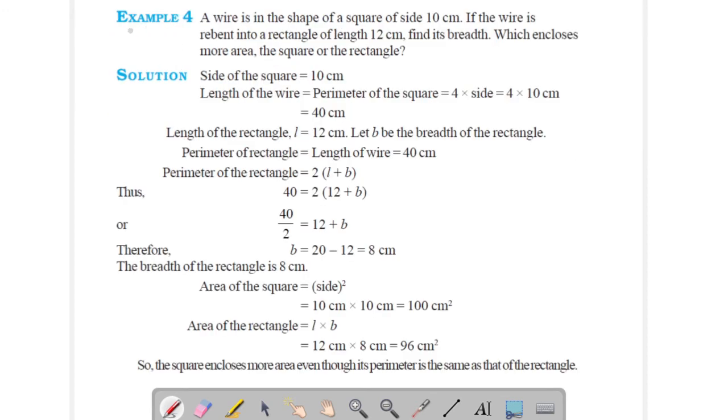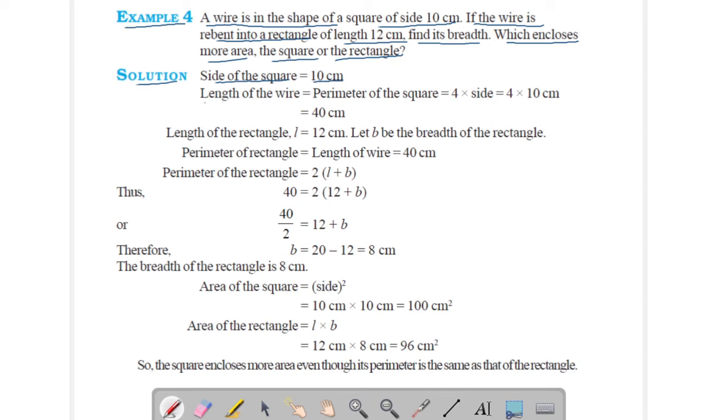Now come to example 4. A wire is in the shape of a square of side 10 centimeter. If the wire is rebent into a rectangle of length 12 centimeter, find its breadth. Which encloses more area, the square or rectangle? To see the solution, side of a square is given to you, it is 10 centimeter.